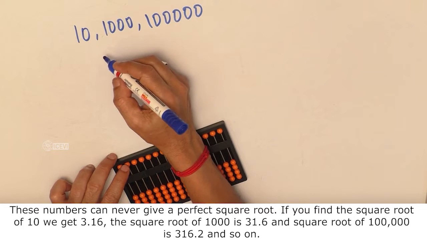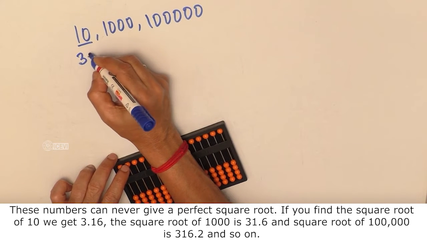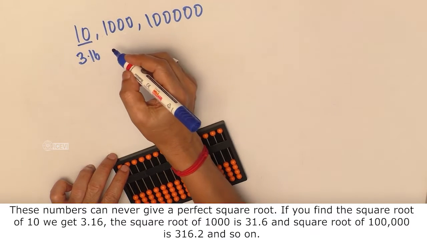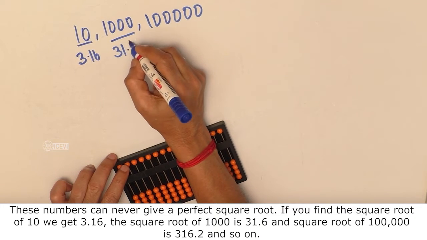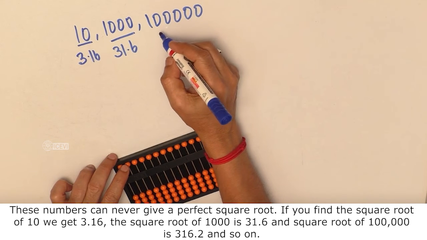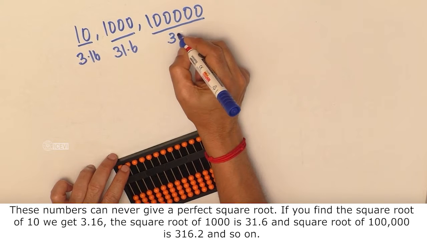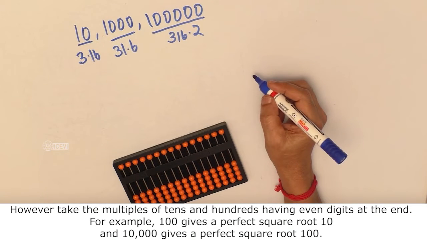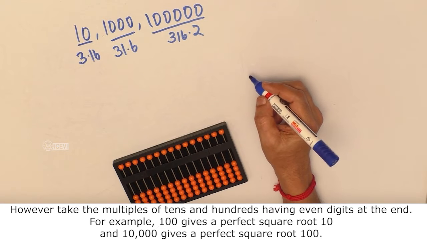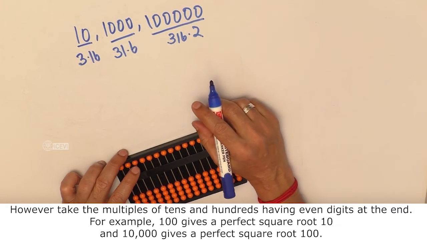If you find out the square root of 10, it is 3.16. The square root of 1000 is 31.6, and the square root of 100,000 is 316.2. However, take the multiples of tens and hundreds having an even number of zeros at the end.